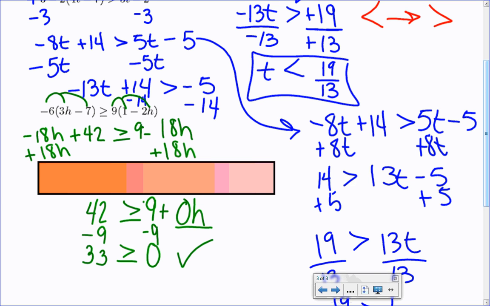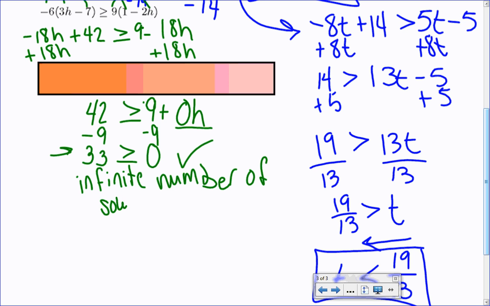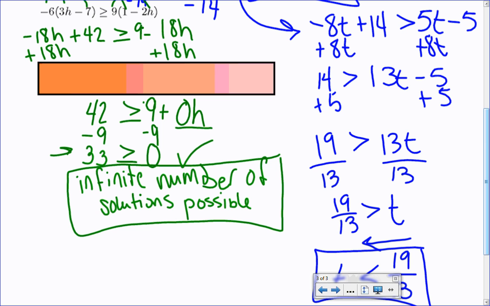So because of that, like the example we did where we get 0 equals 0, since this statement is true all of the time, that means there's an infinite number of solutions. Infinite number of solutions possible for this inequality. It's not like there's just one value of h that's going to make this true. So, infinite number of solutions possible.